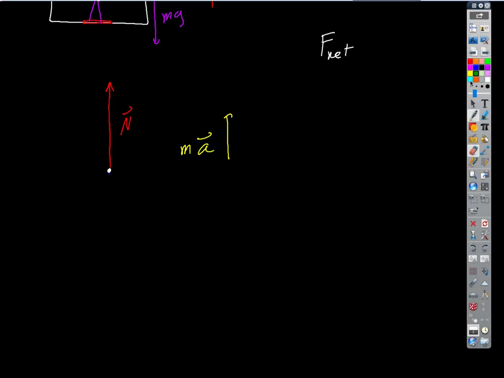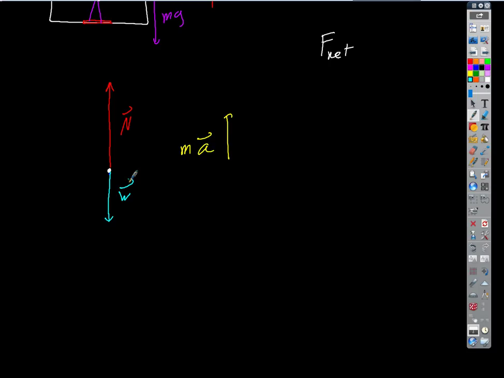Let's go with this one. Hurts your eye. What do I have to do? How long should I make this vector if I want there to be a net acceleration upwards? It's got to be a little shorter, doesn't it? It has to be imbalanced, right? The normal force has to exceed the weight if there's going to be a net acceleration upwards, and so therefore the scale is going to reach something artificially high, right?